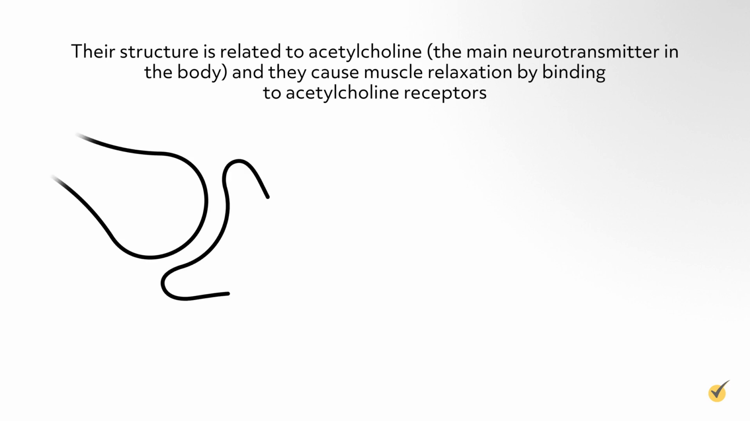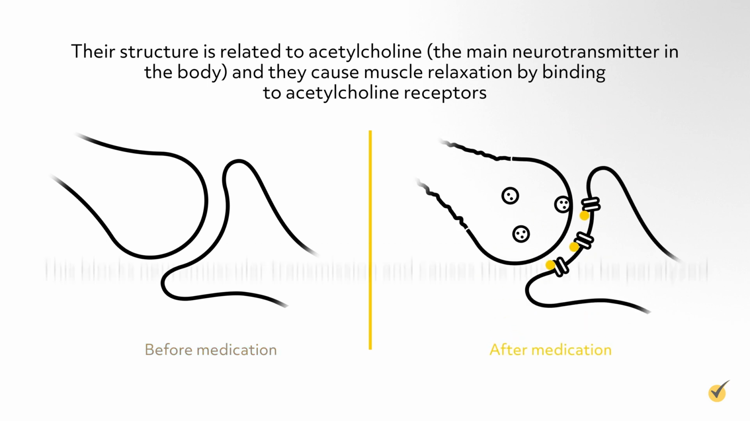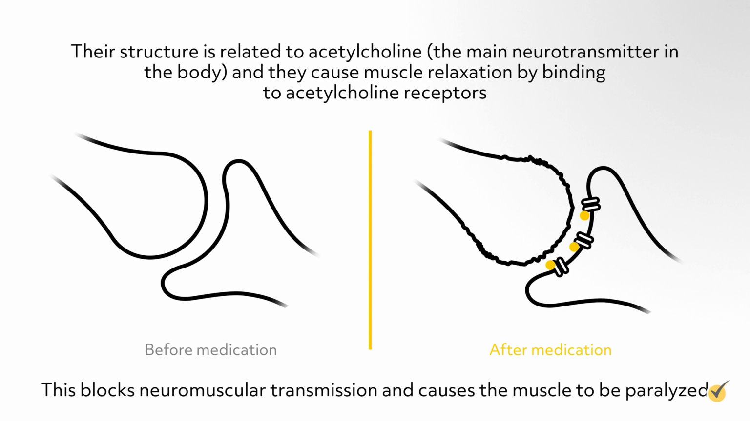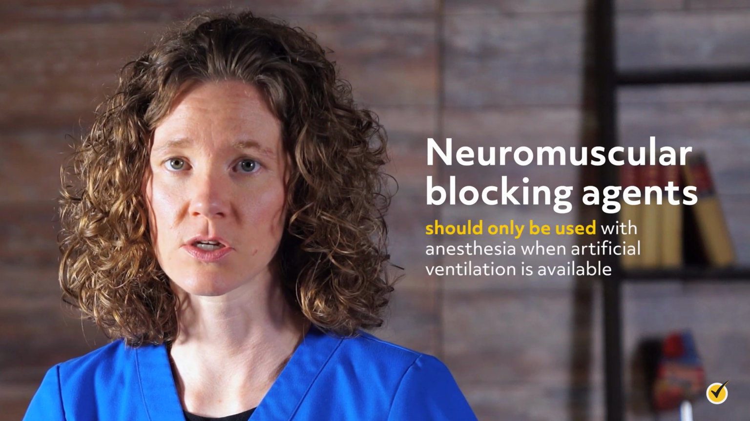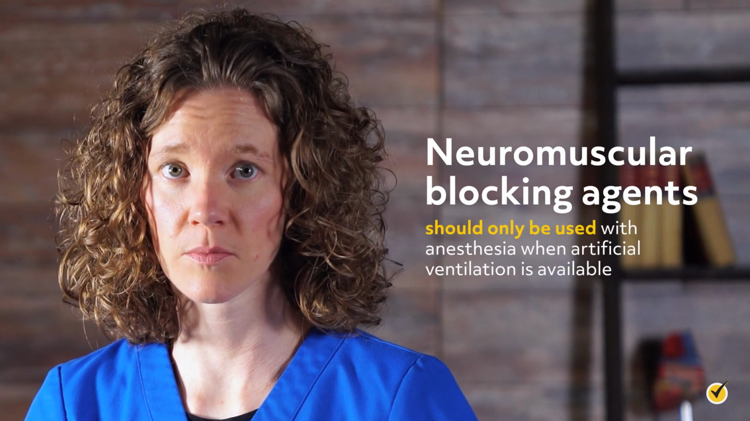Their structure is related to acetylcholine, the main neurotransmitter in the body, and they cause muscle relaxation by binding to acetylcholine receptors. This blocks neuromuscular transmission and causes the muscle to be paralyzed. Neuromuscular blocking agents should only be used with anesthesia when artificial ventilation is available.